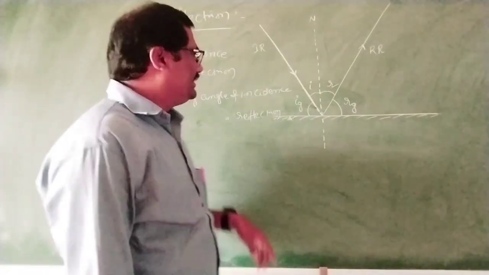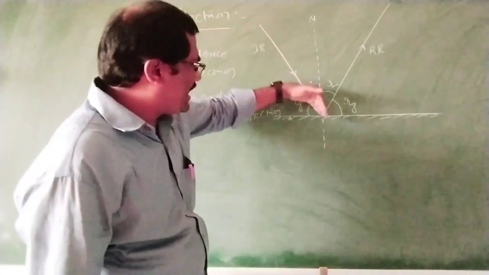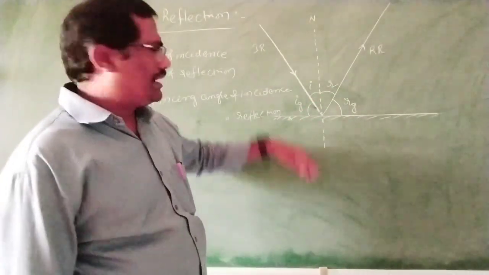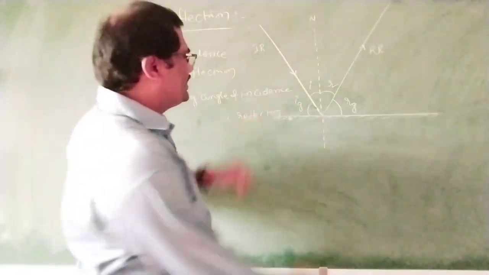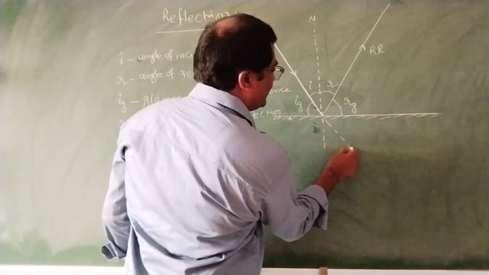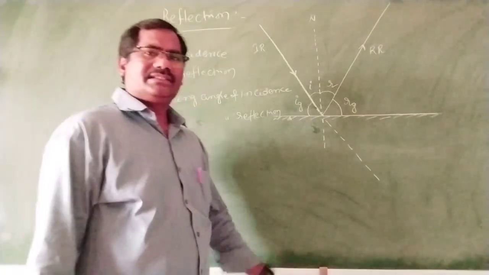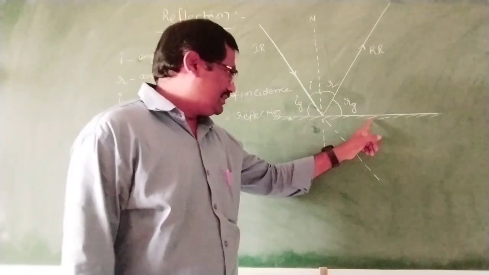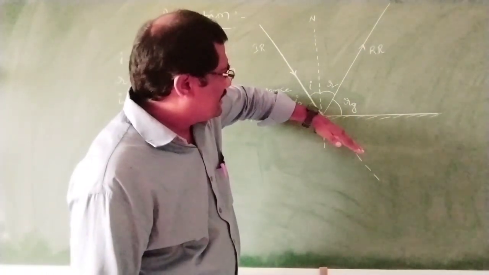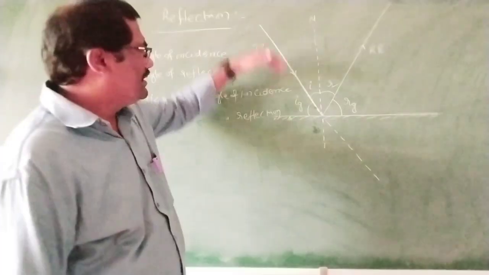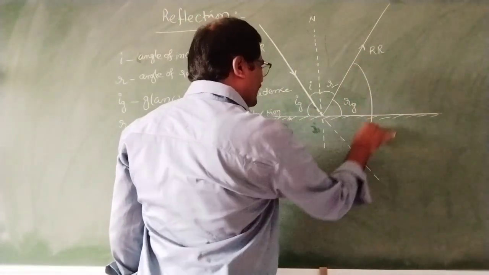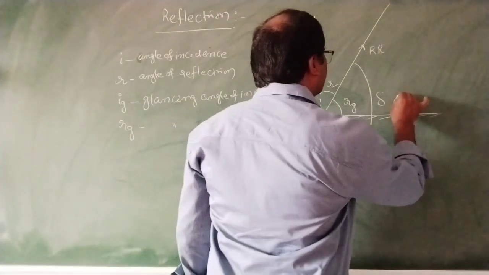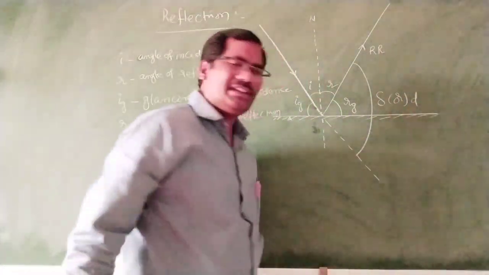Next one. In the absence of a mirror, the light ray travels in a straight line path. But with the mirror there, the light is reflected to this side. The angle between the reflected ray and the original path of the incident ray is known as the angle of deviation.